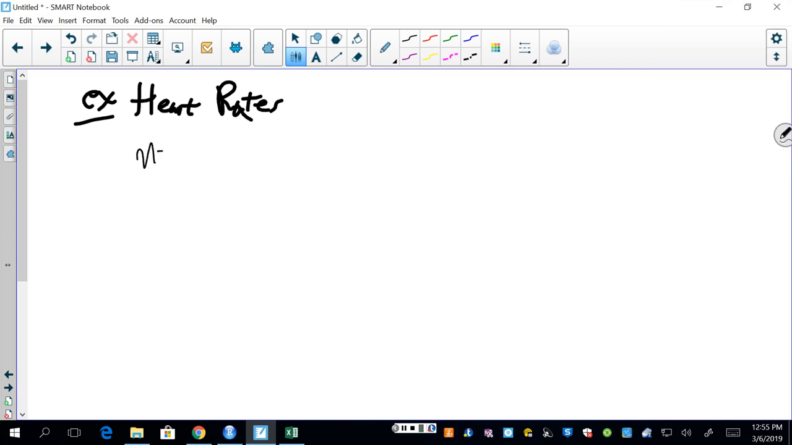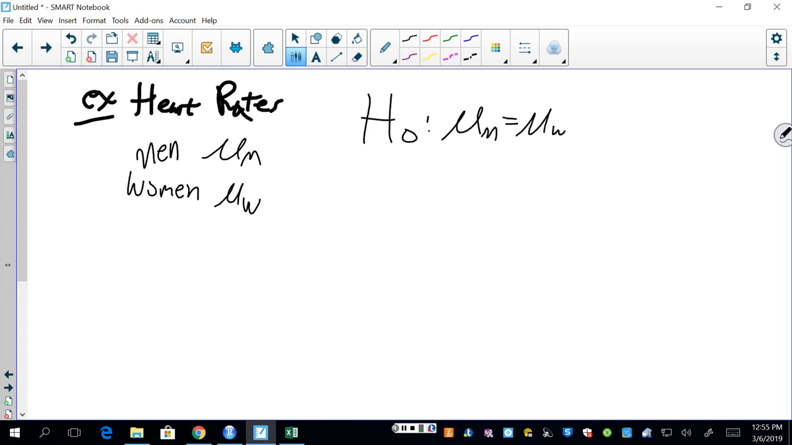We have men and women. Mu sub M is the average heart rate for the men, and mu sub W is the average heart rate for the women. The null hypothesis says no difference. Right? That's how we set that up. Mu sub M equals mu sub W, or that can be translated into mu sub M minus mu sub W equals 0. You can subtract the other way, of course.